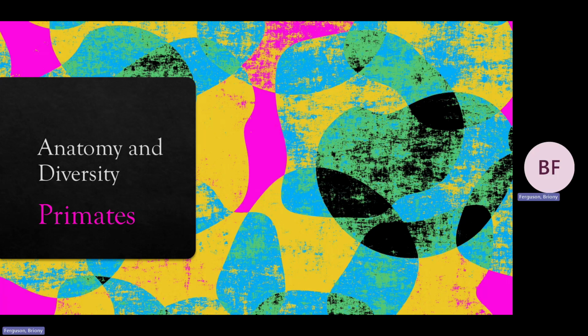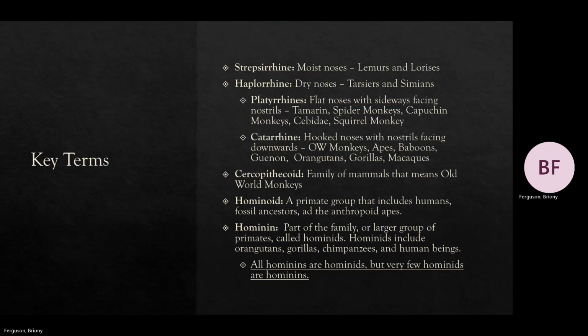But let's get started. So first of all, we're going to be talking about anatomy and diversity, specifically in primates. Some key terms, we've talked a little bit about these before, but just to reiterate: strepsirrhines are going to be lemurs and lorises and other primates that have moist noses. Haplorhines are going to be tarsiers and simians. They're going to have dry noses.